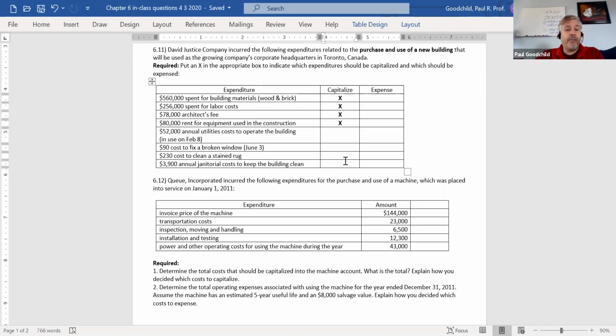Now it says $52,000 in annual utilities costs to operate the building. And it says it was in use on February 8th. Now here, $52,000, if it was just for the period while the building was being put together, you could capitalize it. But this is an annual cost, and so we have to expense that portion of it. And so that's going to be expensed. $90 to fix a broken window, that'll be expensed. Stained rug and annual janitorial costs will be expensed.